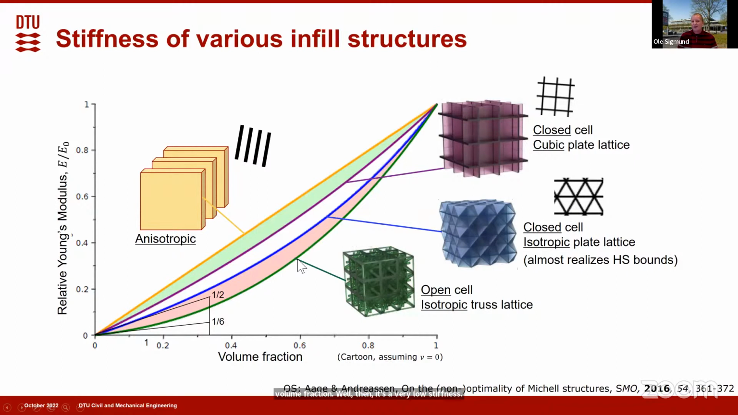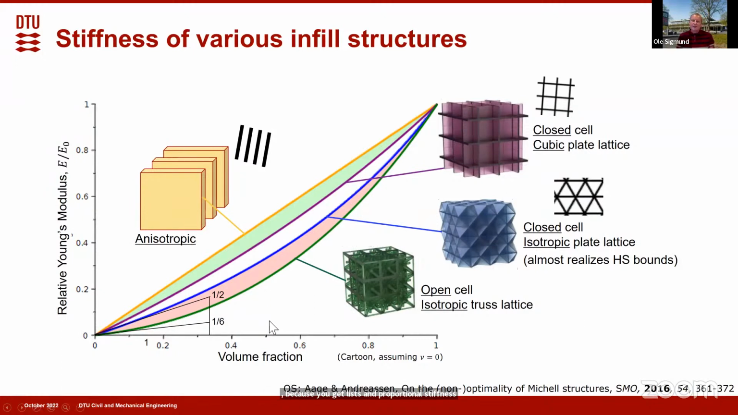And therefore, they are not really optimal for any kind of stiffness optimization. Even if you go to isotropic plate-like lattice structures that almost realize the Hashin-Shtrikman bounds, you still see that the stiffness is quite low compared to an anisotropic adaptive microstructure that has the linear response. And then finally, if you have an orthotropic structure that's oriented along the principal stress directions, you may do better, but still they are not really favored because you get less than proportional stiffness for a certain volume here.